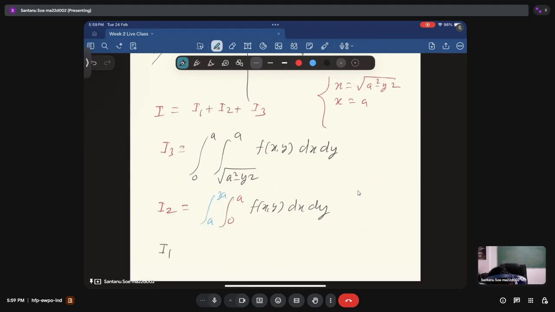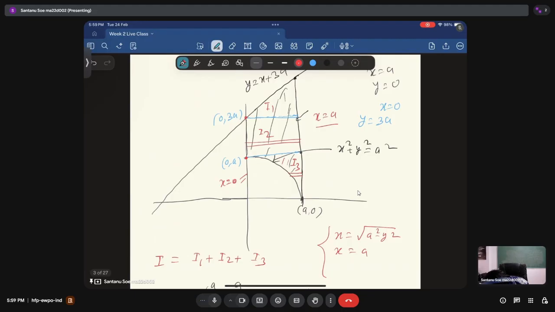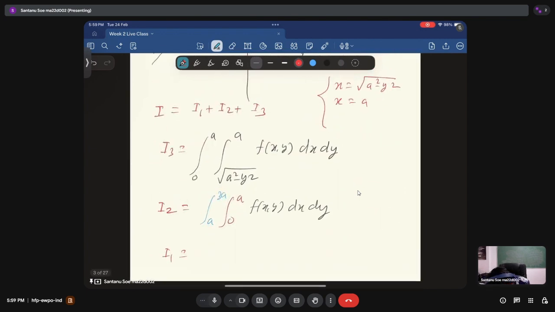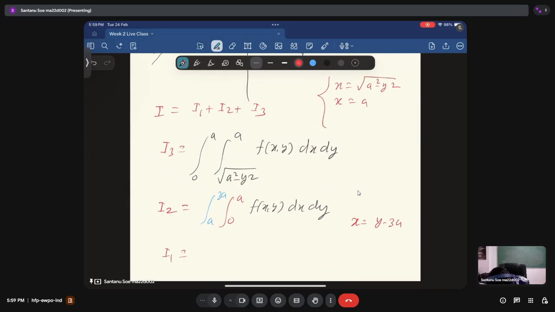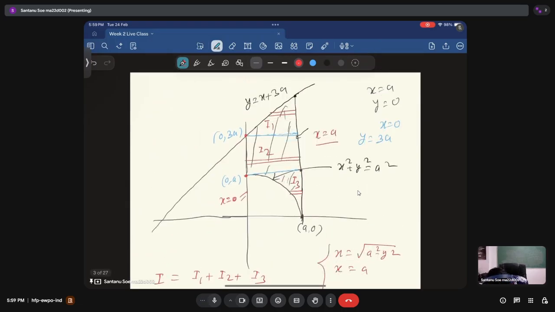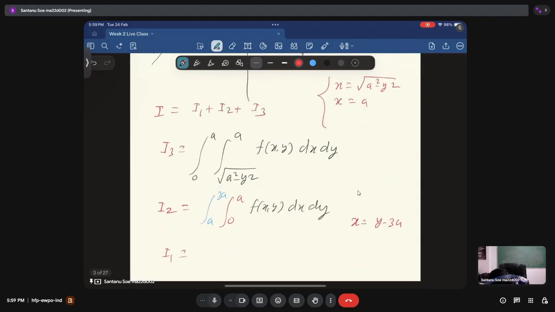Now what about I1? For I1, we need to take a strip here, which is also parallel to the x-axis. So here our x is y minus 3a, correct? And this side is nothing but x equals to a. So the x limit will be y minus 3a to a.